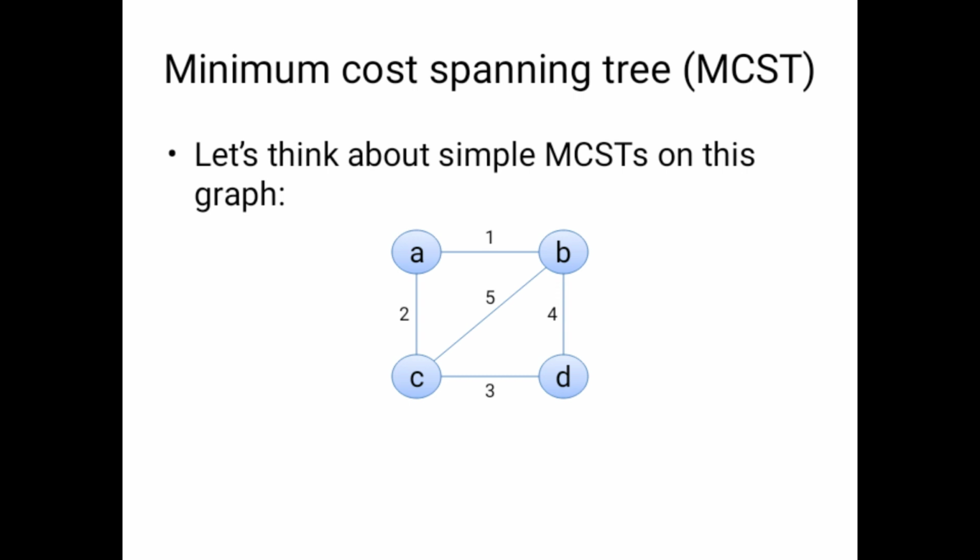Now we will take some examples and learn whether it is a minimum cost spanning tree or not. Let's think about a simple minimum cost spanning tree on this graph. So this is a graph consisting of 4 vertices, and there is an edge between A and B with cost 1, B to D the cost is 4, B to C the cost is 5, C to D the cost is 3, and A to C the cost is 2.